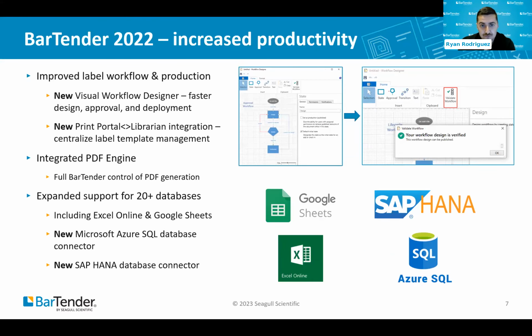And finally, BarTender 2022 improves your overall productivity through enhanced label workflow and production. We have the new workflow designer, which helps you create label design, approval, and deployment workflows to improve your overall label document quality and increase team accountability. So you can leverage this simple drag and drop tool to support your labeling processes across your entire organization and keep track of the status of your label files from start to finish.